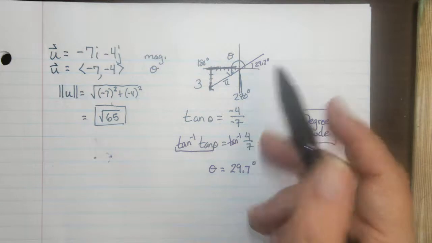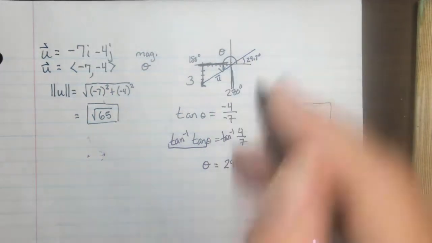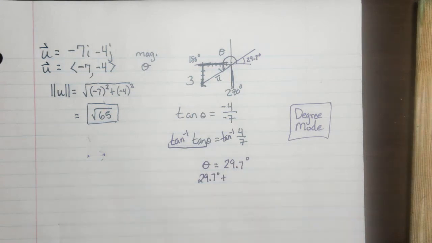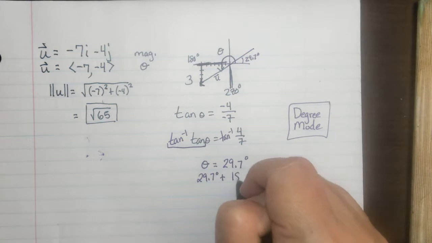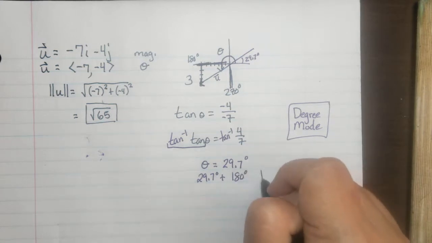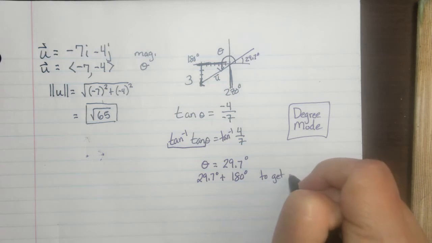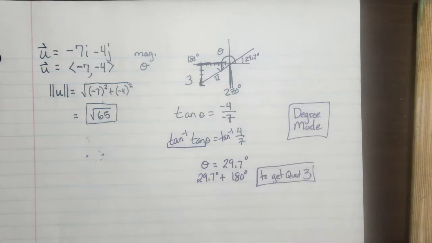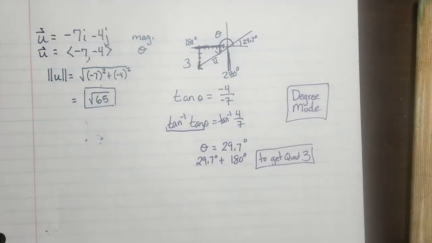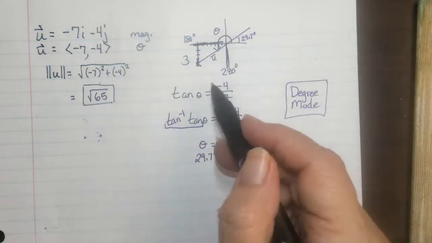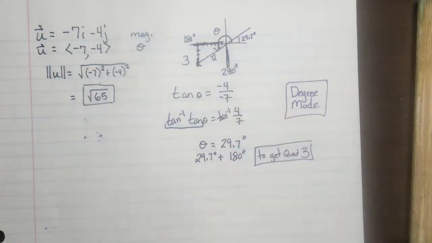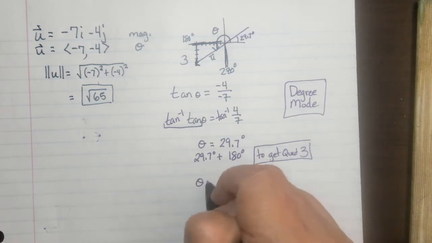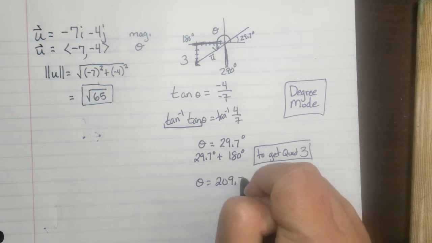So if this is 29.7, but I want to get to this guy over here, I'm going to take my 29.7 degrees, and what do I need to add to it to get to the third quadrant? I need to add 180 degrees. Adding that 180 degrees to get the third quadrant, to get quadrant 3. You will not always add 180 degrees to everything. That's why you want to sketch it first. You know you're in quadrant 3, not quadrant 1. And so that is going to then add up to be 209.7 degrees.